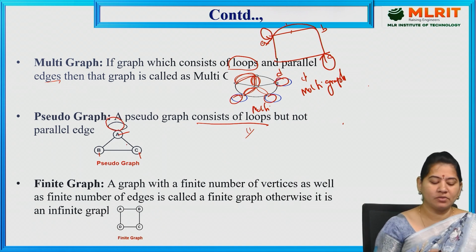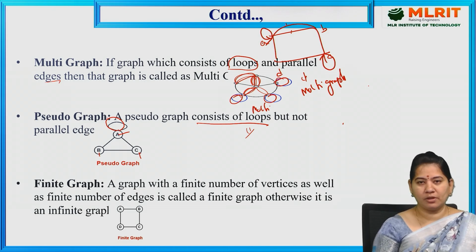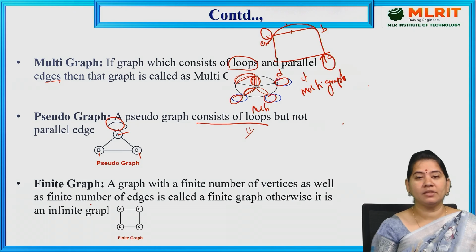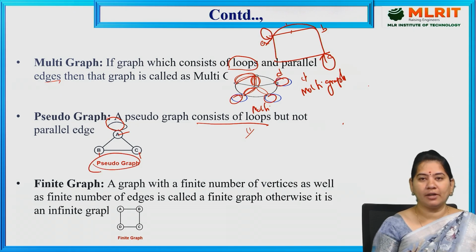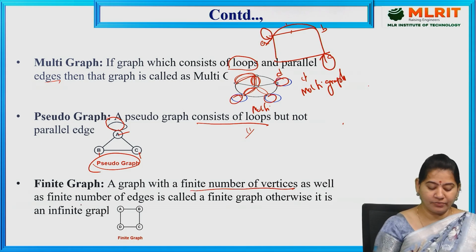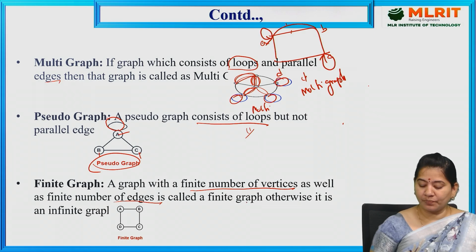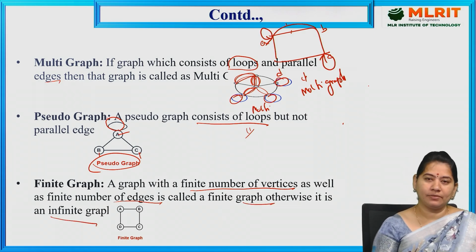Okay, fine. So to become a pseudograph, we first need to observe whether we have loops or not. And it should not have parallel edges also. Only then can we say this particular graph is called a pseudograph. Now next we have the finite graph. A graph with a finite number of vertices as well as a finite number of edges is called a finite graph, otherwise it is called an infinite graph.